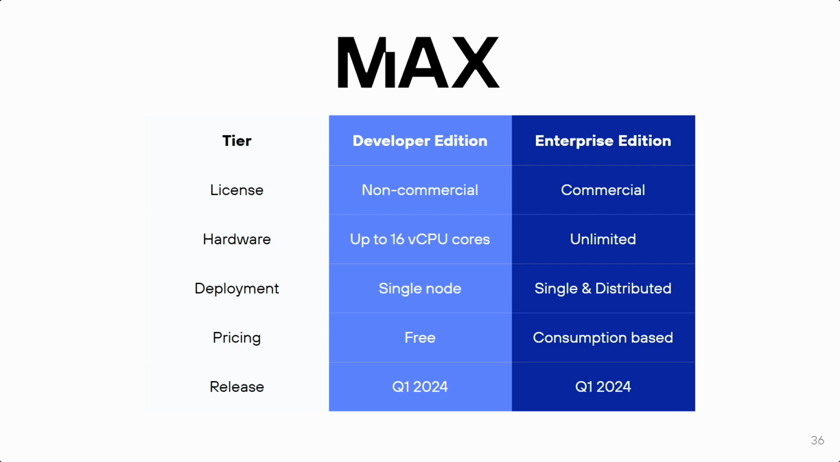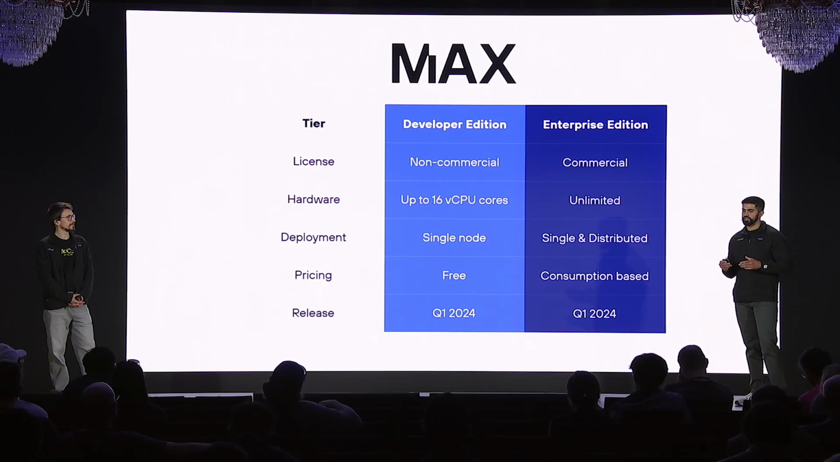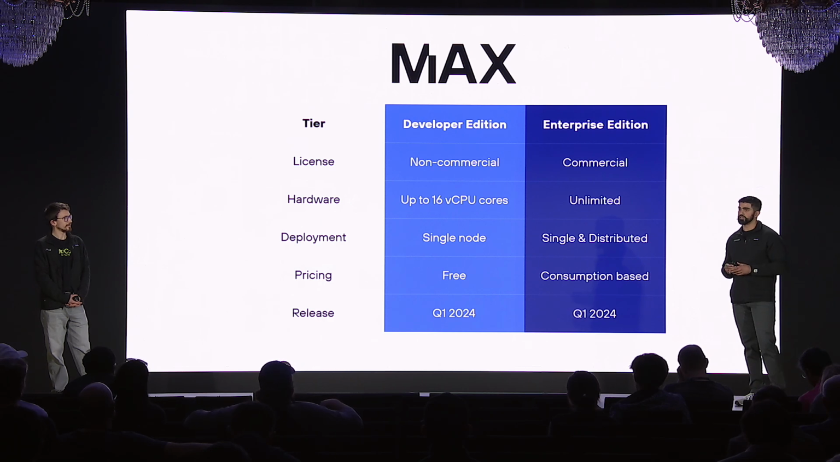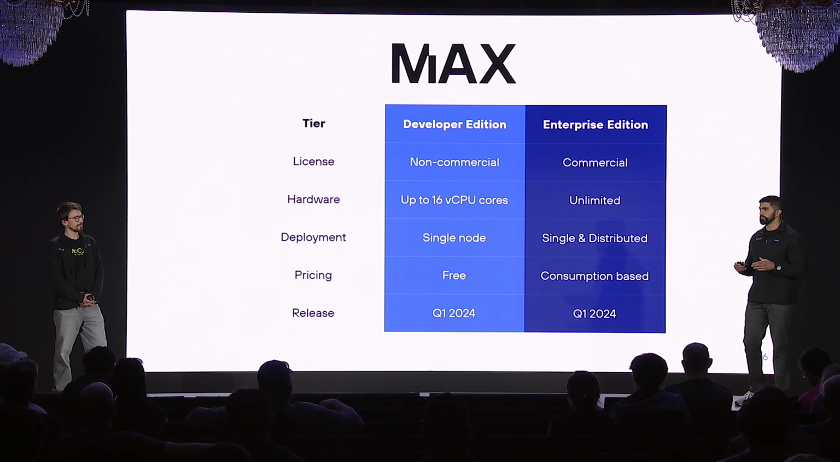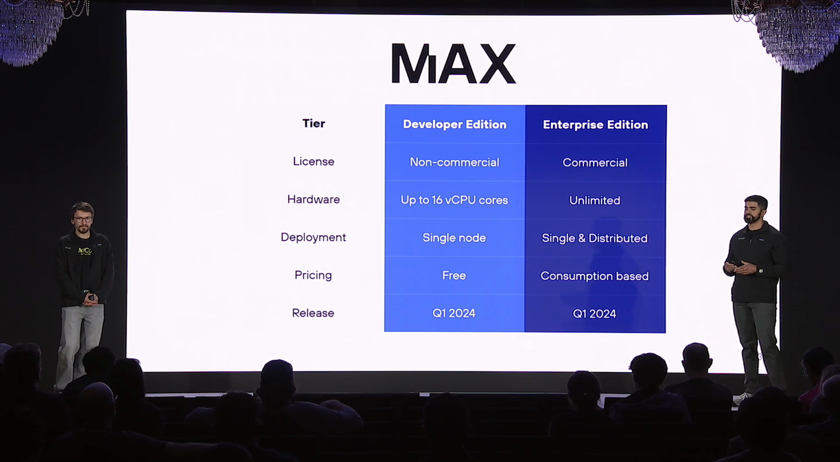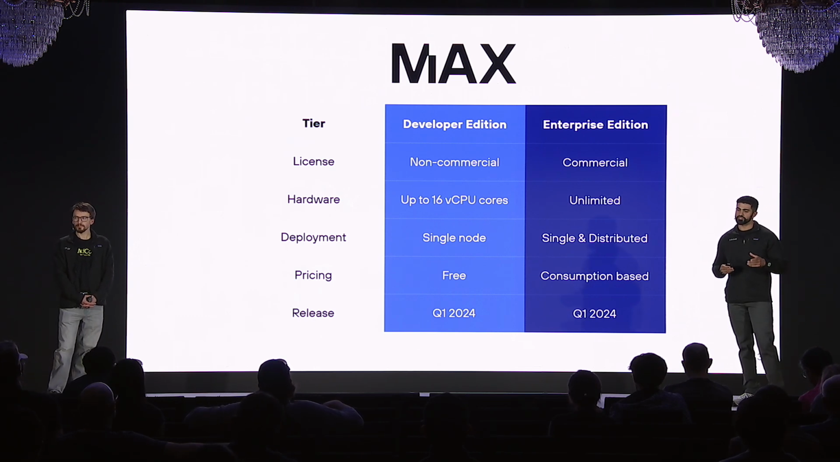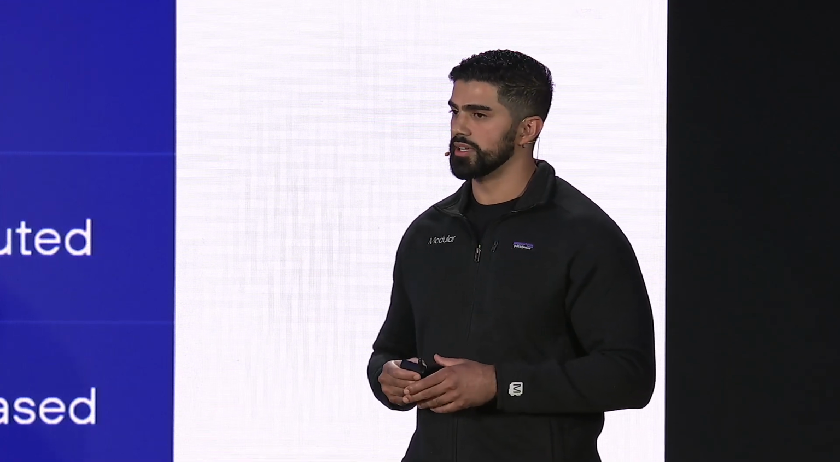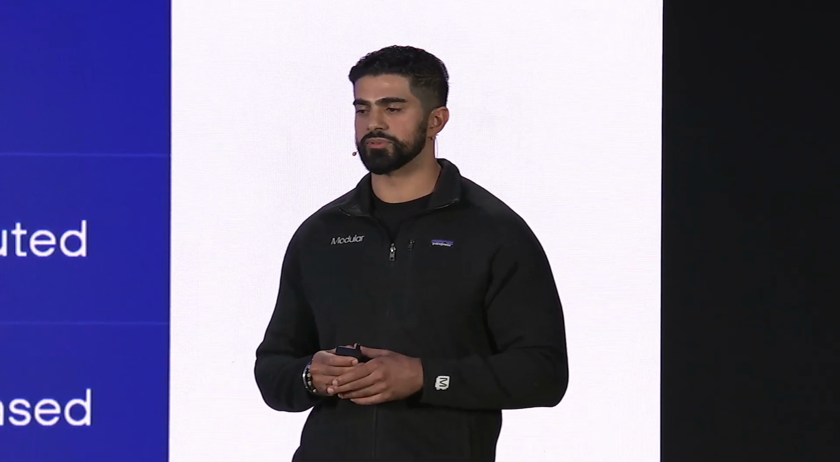The Enterprise Edition will be coming first exclusively to the AWS Marketplace and will ship with a commercial license that enables unlimited distribution. You'll be able to scale up horizontally to as many nodes as you would like. Pricing will be pay-as-you-go and consumption-based, and this will be available also in Q1 2024.